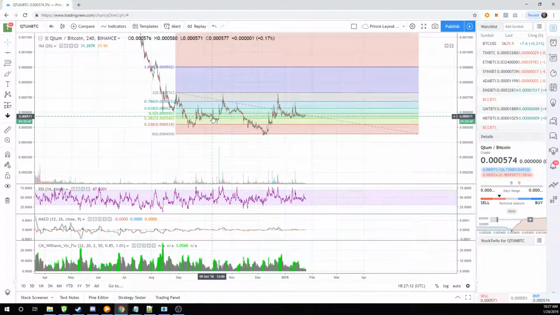Oh, there we go. A little bit clearer now. From this high to this low, we have clearly been respecting this retracement. We stopped here, here, here, here, here, here, here, here, here, here. Everywhere.